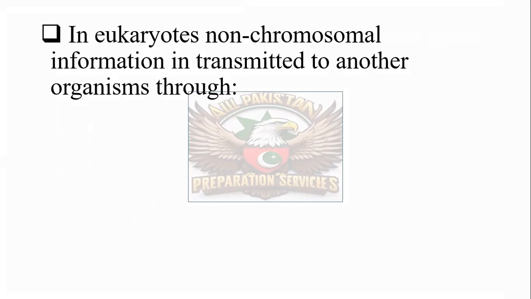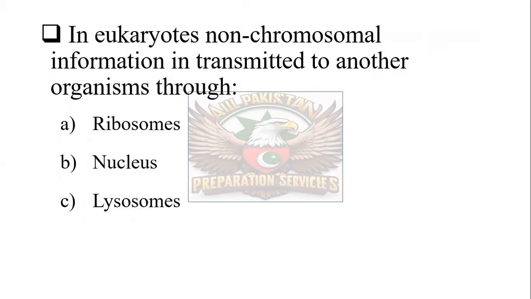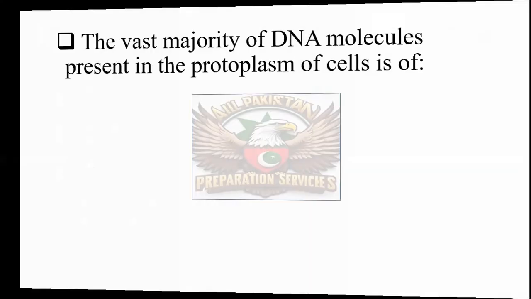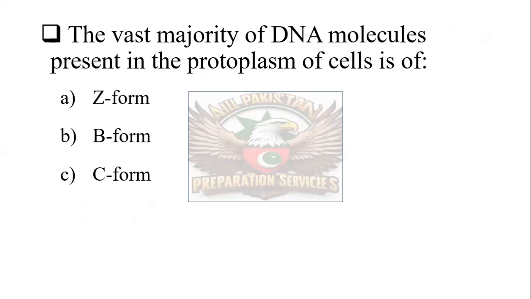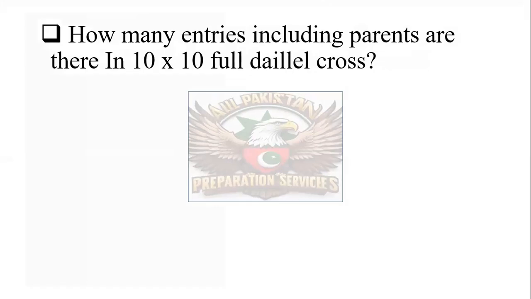In eukaryotes, non-chromosomal information is transmitted to another organism through ribosomes, nucleolus, lysosomes, or cytoplasm? The correct one is cytoplasm. The vast majority of DNA molecules present in the protoplasm of cell is of Z form, B form, C form, or G form? The correct one is B form. How many entries, including parents, are there in a 10 by 10 full diallel cross? 45, 55, 90, or 100? The correct one is 100.